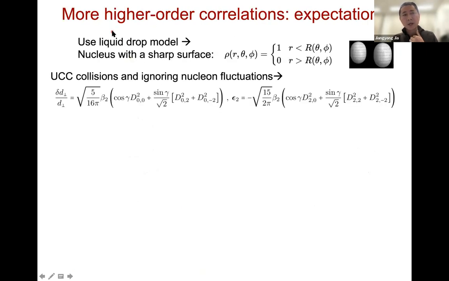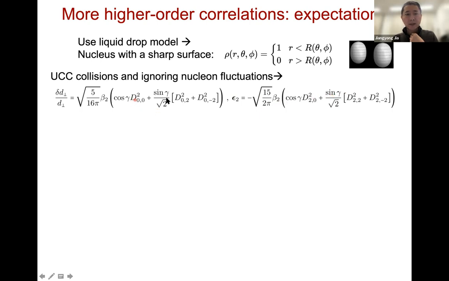So you could also ask, what about higher order correlations? Can we use a four particle, five particle, six particle correlation to do the same thing? The answer is probably yes. So here I'm just using another model, a very simple liquid drop model, which has a hard surface, right? In this case, you actually can calculate analytically the relation between eccentricity and the deformation, right? So it's only second order, beta two and gamma.